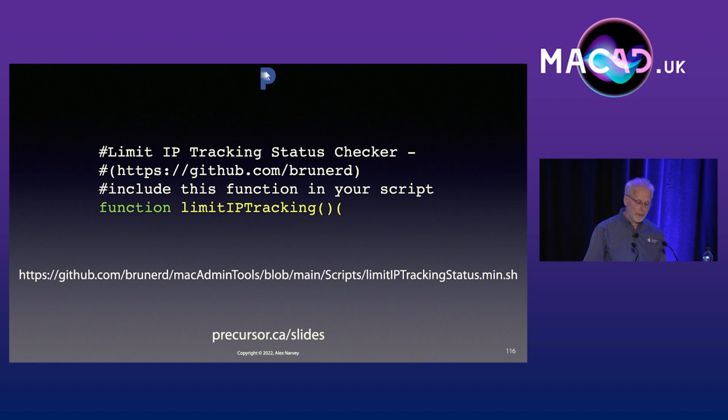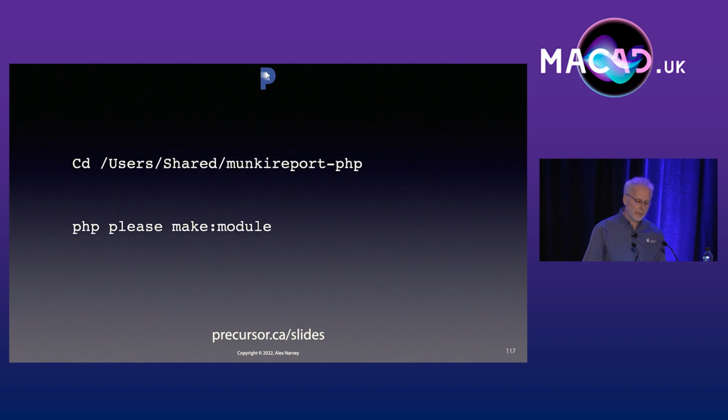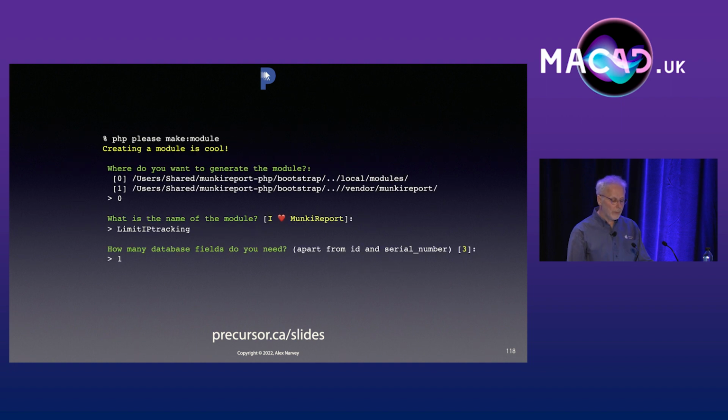So after cd-ing into the Munkireport directory, I just run the please make module command, and it will ask me a few questions. First, it asks where I want the module, and I'll choose the /local/modules directory. Then it asks for the name of the module, and I'm going to call it limit IP tracking. It asks how many database fields I need, and since it's such a simple module, I only need one.